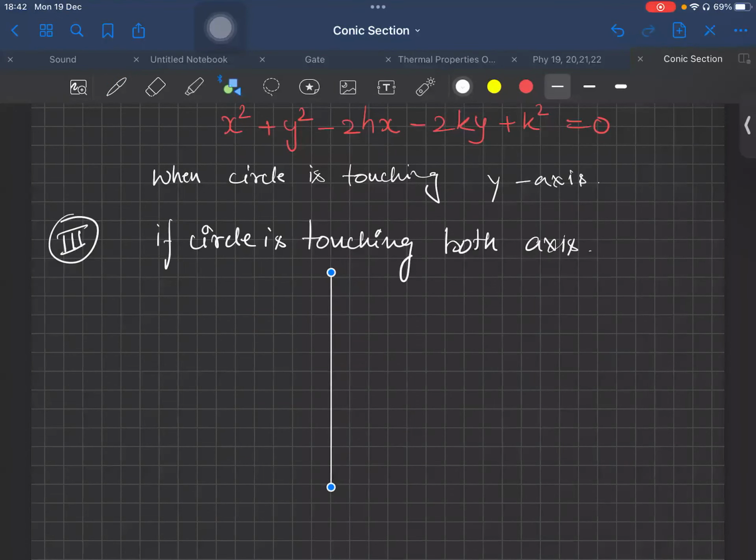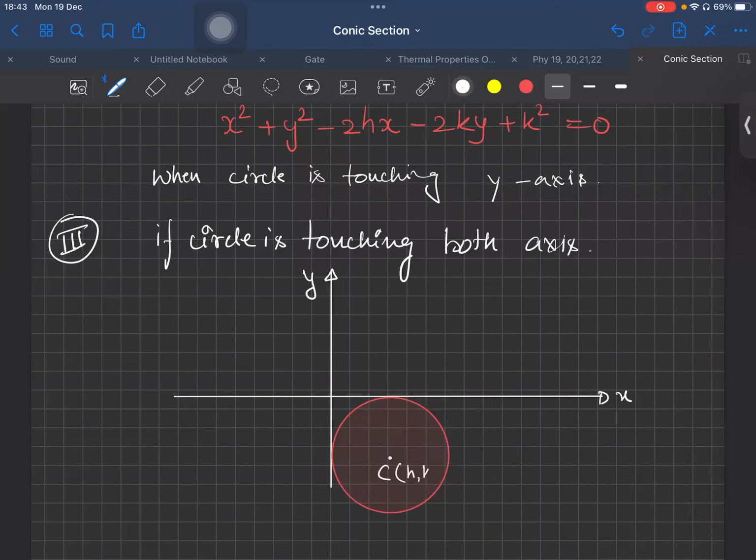Let's say this is y, and x. It is just touching, not intersecting. Okay, understand the difference. It is not intersecting. So it is just touching both. It can be anywhere, it doesn't matter. It can be here also. All right. So it is just touching both. Let's say here. We always define its center as h comma k, right? So what is the radius?